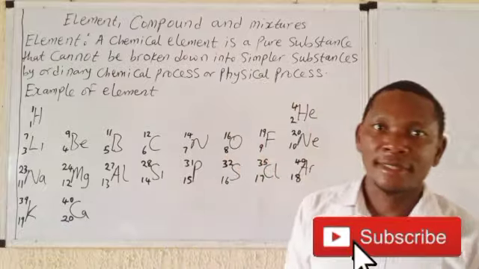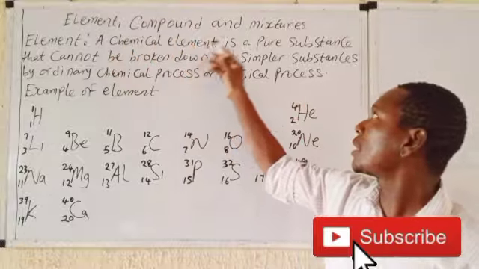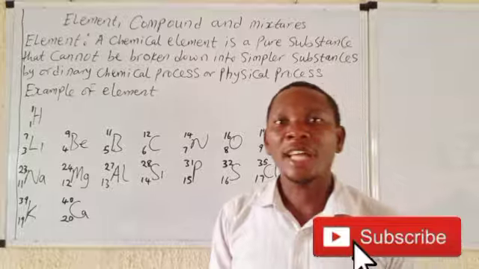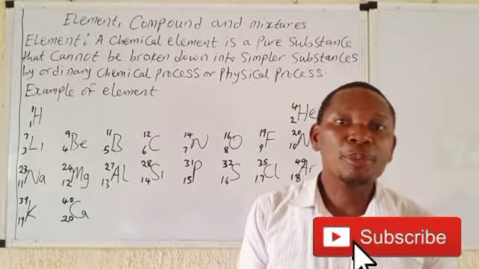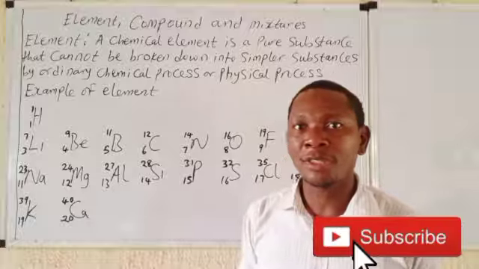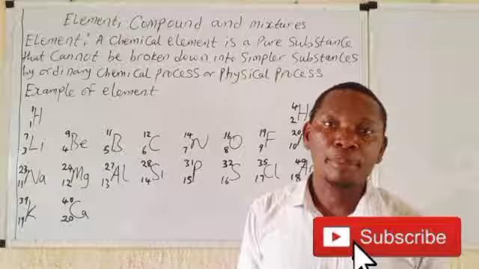Welcome to Science Access. In today's class, we're going to be talking about element, compound, and mixture. Now, note that elements are chemical substances that are pure and cannot be broken down into simpler substances through physical or chemical processes, ordinary chemical processes.